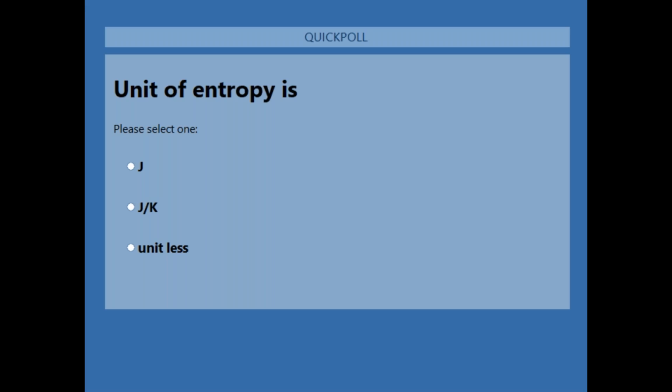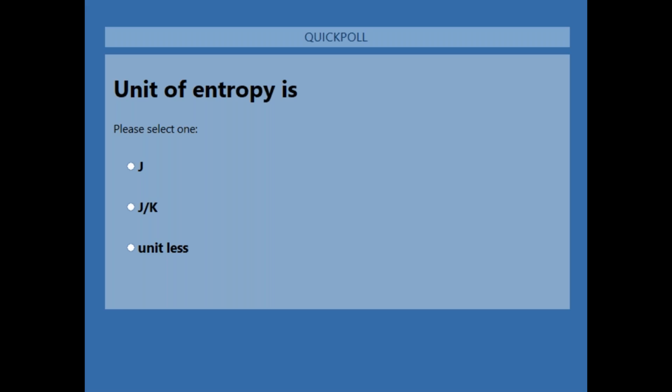If you are talking about specific entropy, that is entropy per unit mass, then the unit would be joule per kg Kelvin. But I had asked you the unit of entropy. So the unit of entropy is the unit of heat upon the unit of temperature. Unit of heat transfer is joules, and unit of temperature is Kelvin. It would be joules per Kelvin, right? So please note that the unit of entropy is joules per Kelvin.